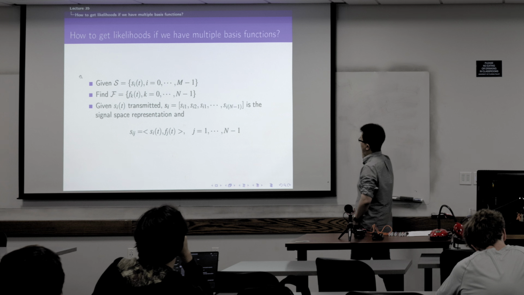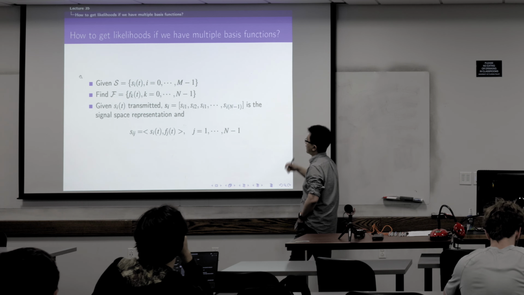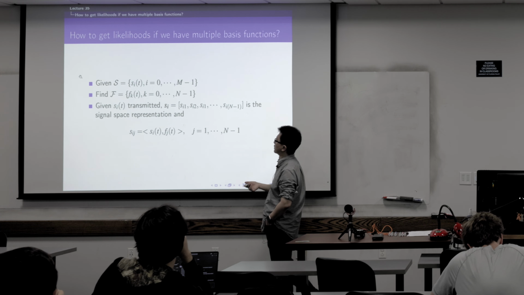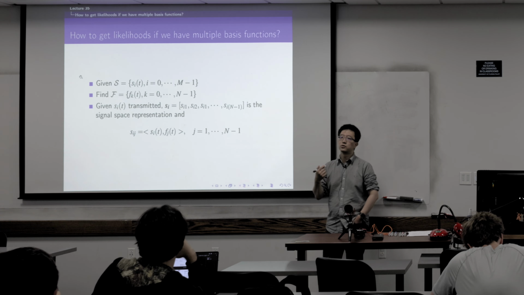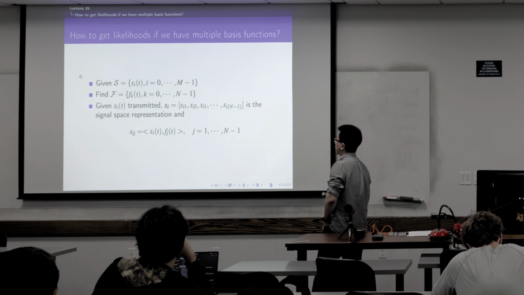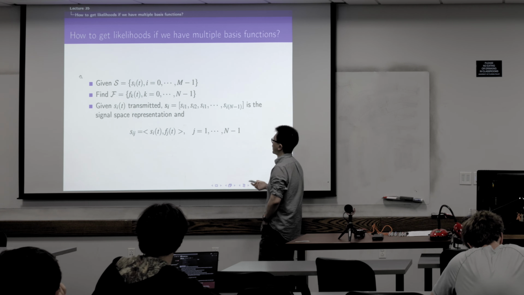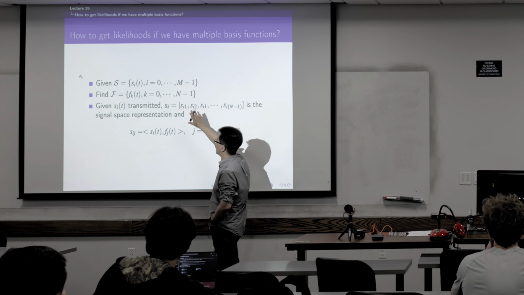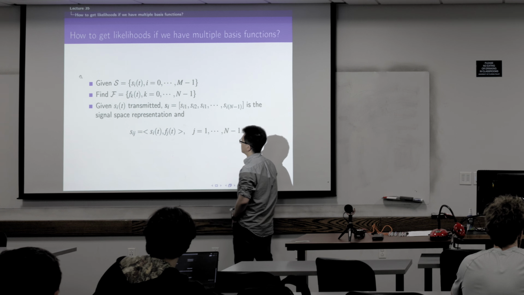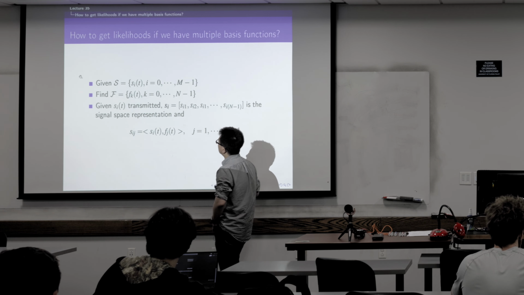All right, and then we want to compute how to use the likelihood function if we have multiple basis functions. We know how to compute it if we have 2 basis functions, so let's generalize to the general case. Now we have 2 spaces: one is our signal space, and the other is our basis space. They're spaces of functions.